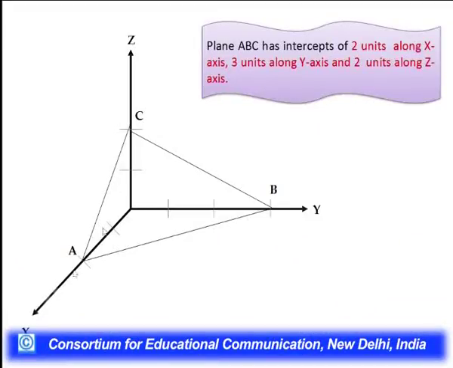Now for a plane with ABC intercepts, we can see from the diagram that at the x-axis we have the intercept at 2 units.